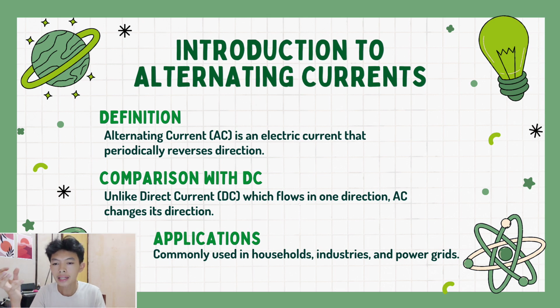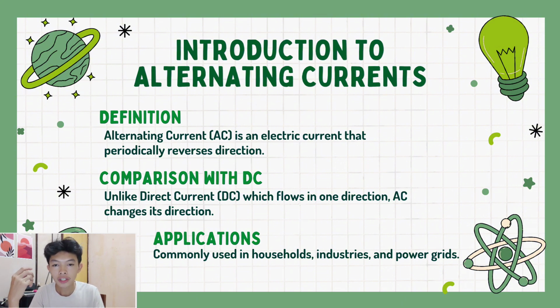Imagine electricity flowing like water in a river. In AC, the electricity flows one way, then switches and flows the other way. This happens over and over again. It's different from direct current, or DC, which flows in just one direction, like water flowing straight down a slide. We use AC in our homes for things like lights, televisions, refrigerators, air conditioners, and because it can travel long distances easily. So it is commonly used in households, industries, and power grids.